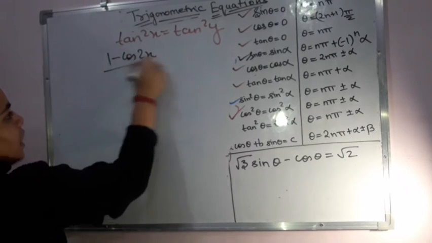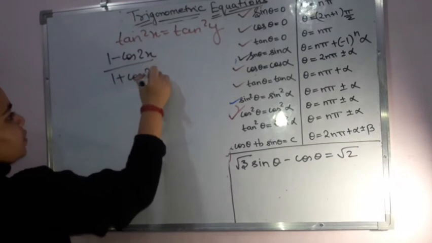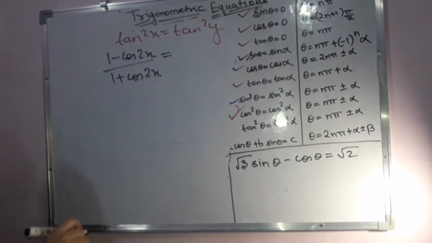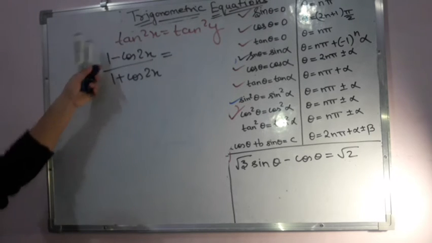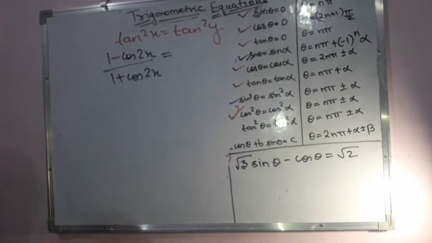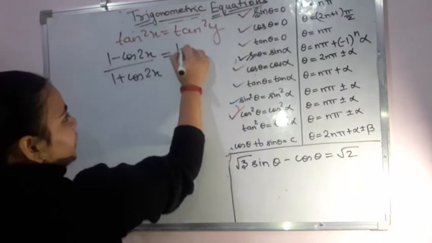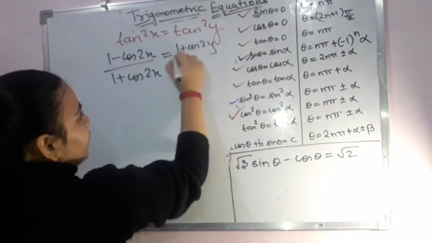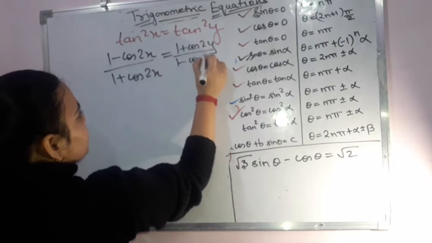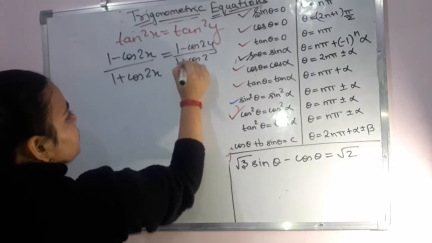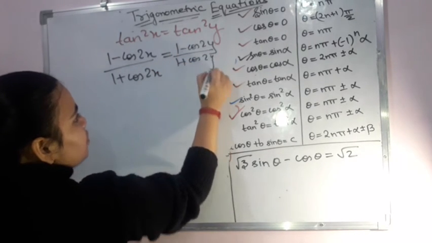cos 2x upon 1 plus cos 2x. If you haven't learnt them, then please do learn them, or by the tricks that we saw in the previous video, solve it, you will get to this point. I am directly writing the formula over here. And then this could be written as 1 minus cos 2y upon 1 plus cos 2y.